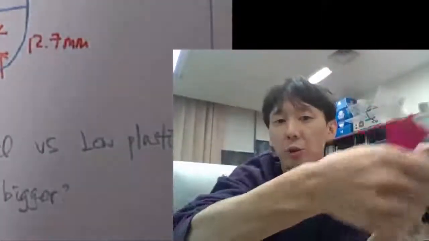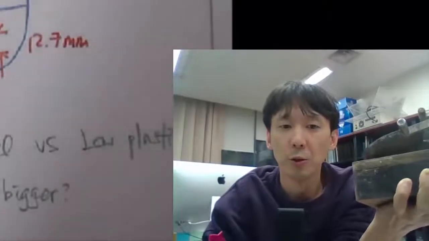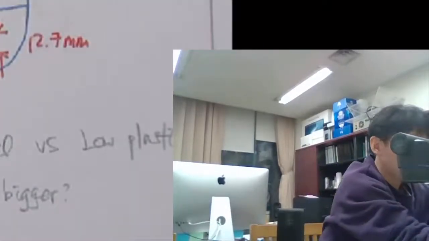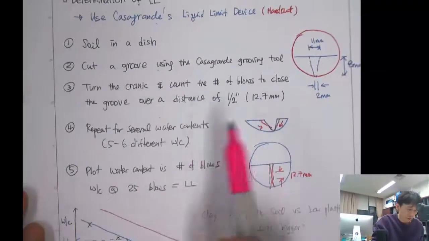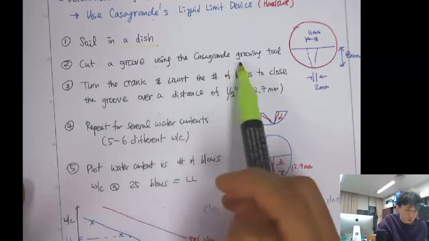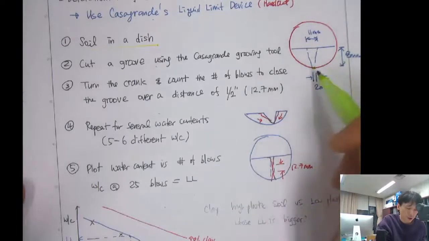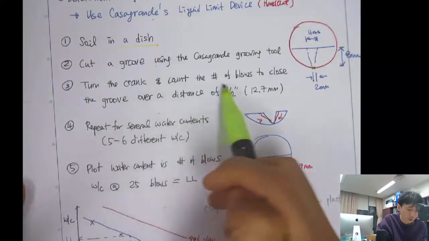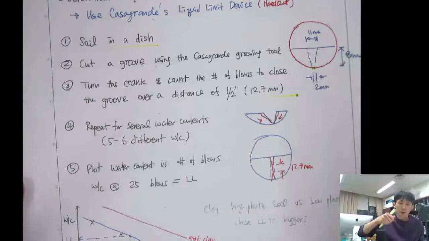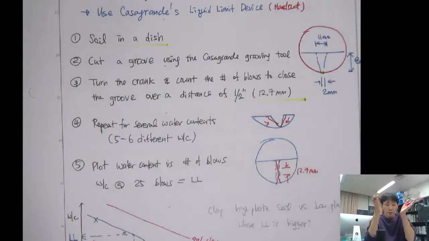and count the number of blows, 1, 2, 3, 4, 5, right? To close the groove over a distance of half an inch. Let me read this note with you. Put the soil in a dish first, and then cut a groove using the Casagrande grooving tool. This grooving tool will make a dent that scratches out the soil. Then turn the crank and count the number of blows to close the groove over a distance of half an inch. So we are impacting the soil, pang, pang, pang, pang, until the soil gets closed.